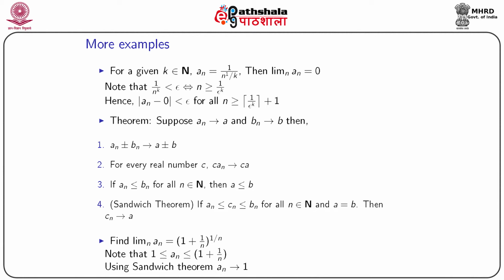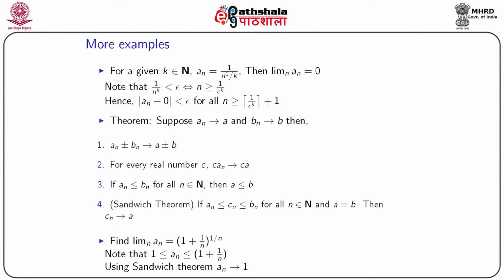These examples show us how to find the value of N, the finite number N, after which the sequence will converge. Now we'll focus on some important theorems when you have more than one sequence. So suppose I have only two sequences an and bn. An converges to a and bn converges to b. Now the question is what will happen to the sequence an plus bn or an minus bn.